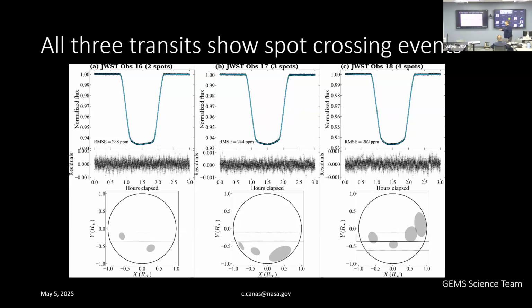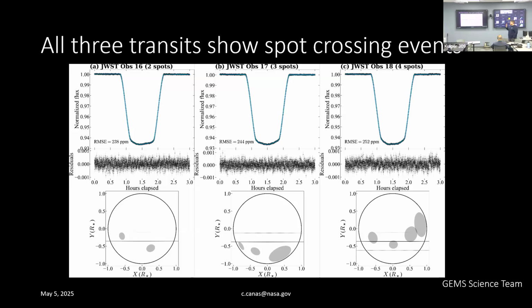And this was the one that best fit the data without overfitting, we'll say. So we looked at BIC, AIC, et cetera, and this was our best configuration we came up with: 2, 3, 4 spots. A lot going on. And I also want to say that these are consecutive transits. So these are back to back to back.